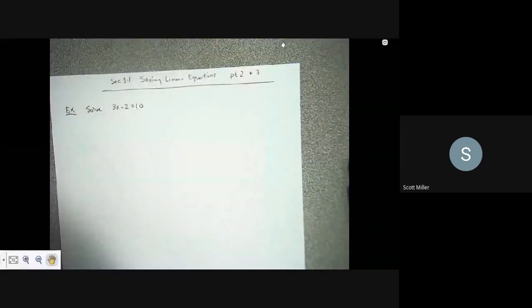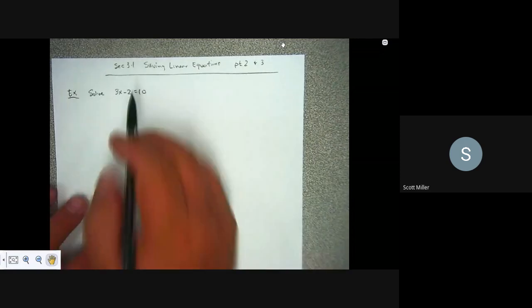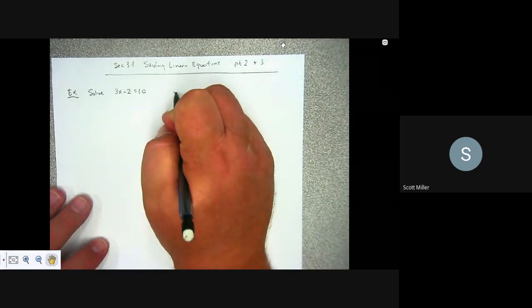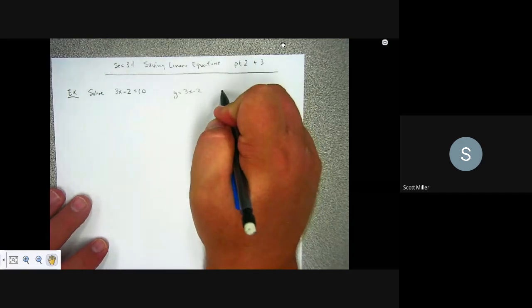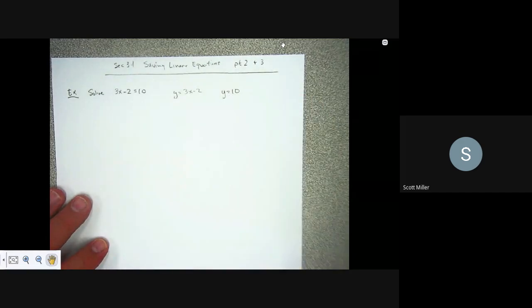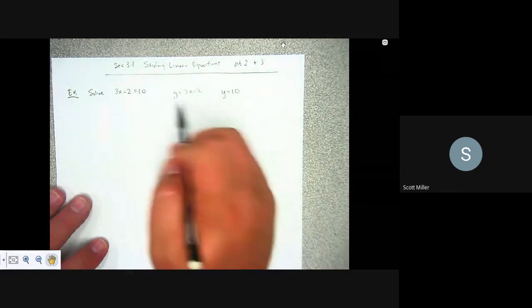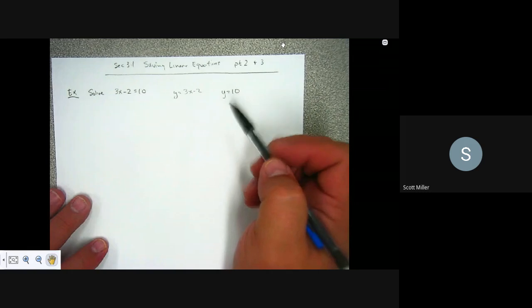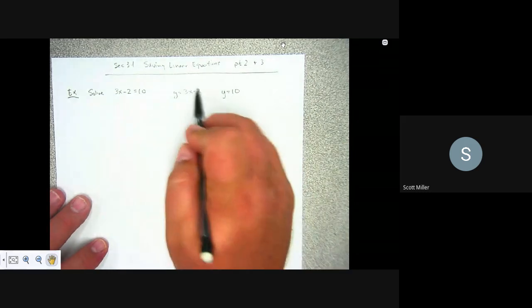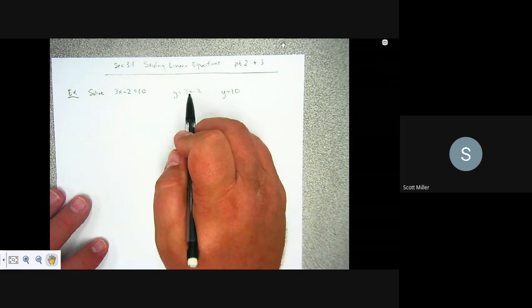Okay, so here's part 2 and 3. Notice this time we're going to be solving an equation. The left side is still the 3x minus 2, but the right side, instead of 0, is now a number other than 0. So what about a situation like this? Well, same idea. This equation right here and this one right here, and we're looking for the x value that satisfies both of these. What x value do I put in here that's going to give me the 10?